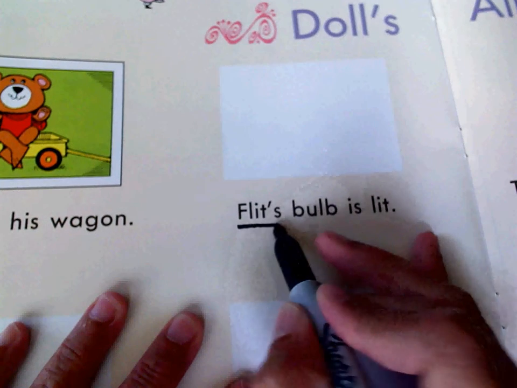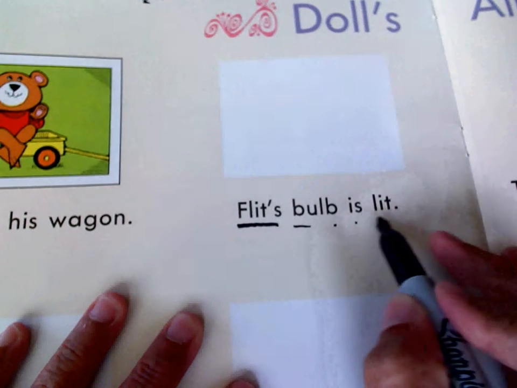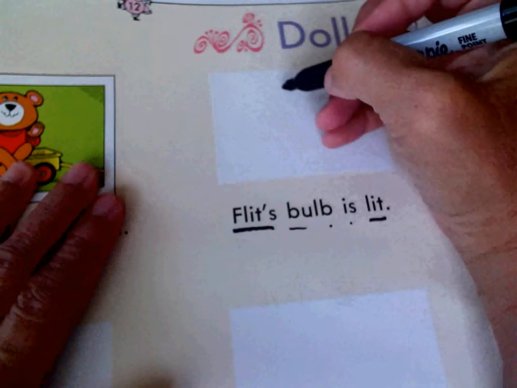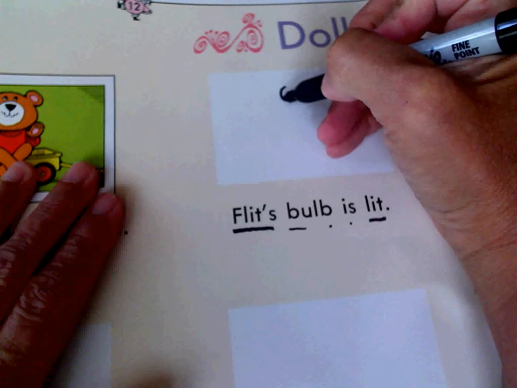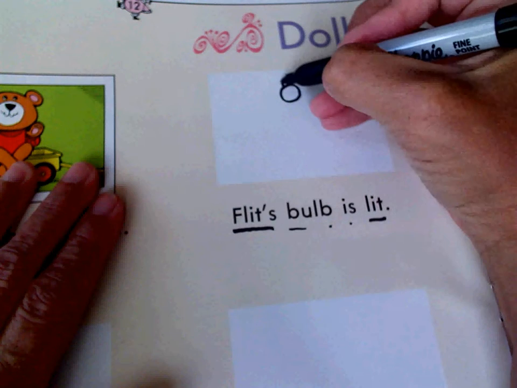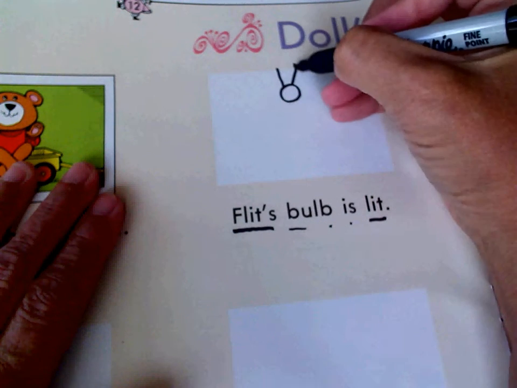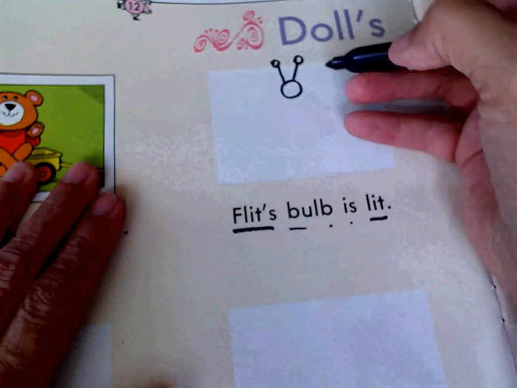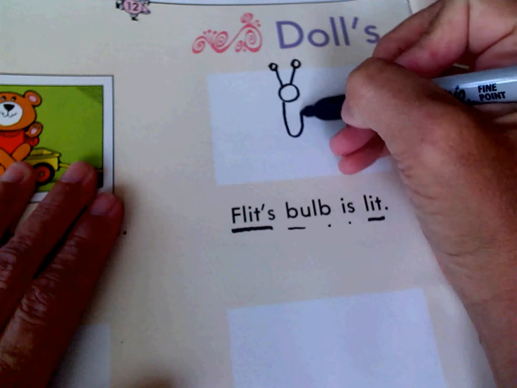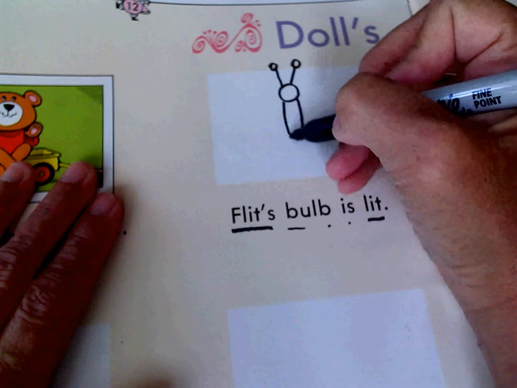Flit's bulb is lit. If you remember, Flit is a lightning bug. Let's draw a lightning bug by starting with a circle for the head. I'm going to give two lines at the top with circles to make the antennas. I'm going to give a thin body like this. And then I'm going to do his light at the bottom.